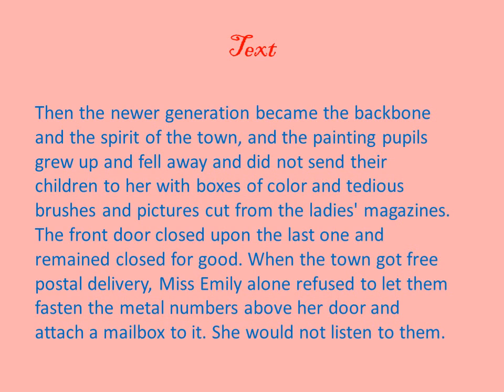When the town got free postal delivery, Miss Emily alone refused to let them fasten the metal numbers above her door and attach a mailbox to it. So, as we have discussed in the recap, here the writer gives one example of the fixed mind of Miss Emily, that she does not allow any change in the house, and she does not allow people in the town to fix metallic numbers to her door for the mailbox. She would not listen to them, and she did not listen to anyone for this.